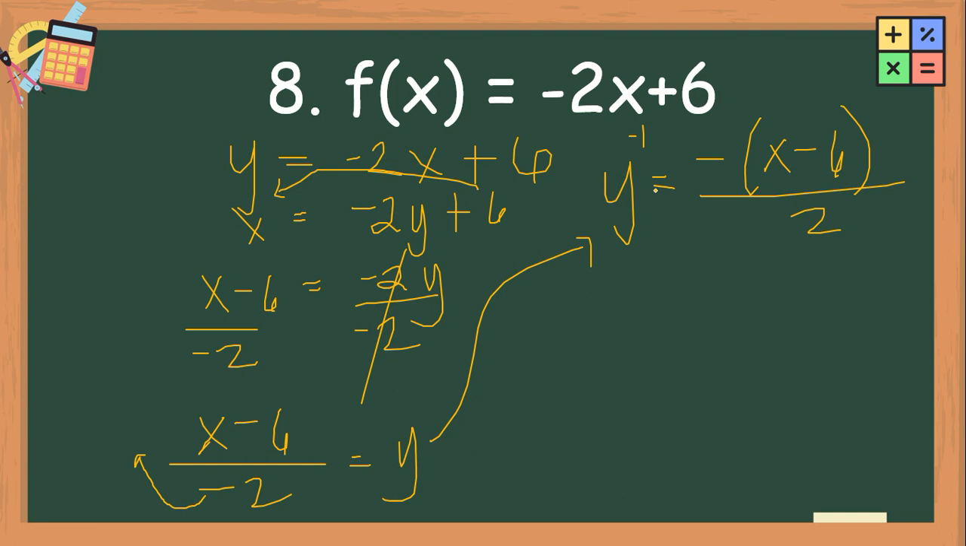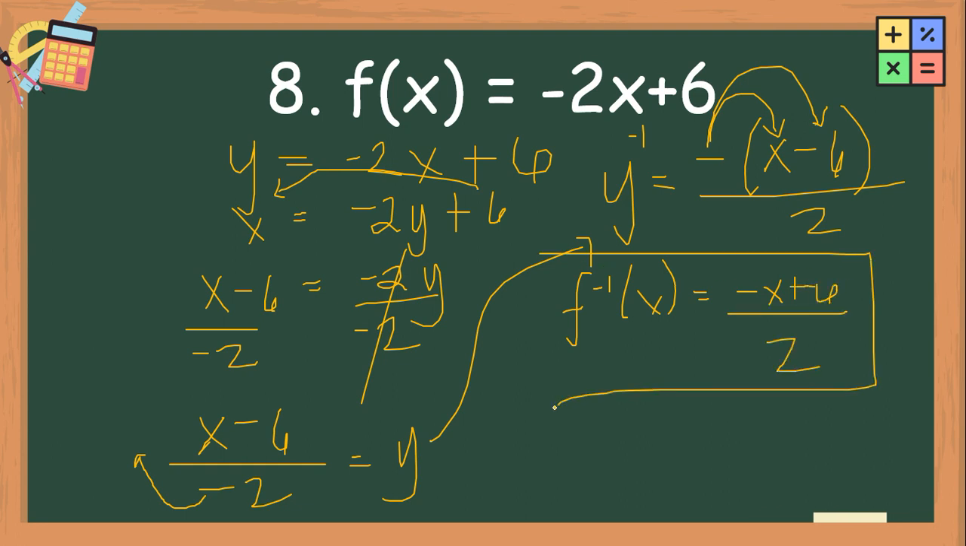And ito yung susunod na solution niya. So, ilagay ko na dito, f raised to negative 1 is equivalent to, so, distribute. So, the answer here is negative x plus 6 all over 2. This is the final answer now. Nasundan? Yes, sir. Yes, sir.